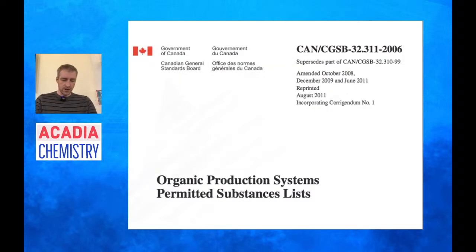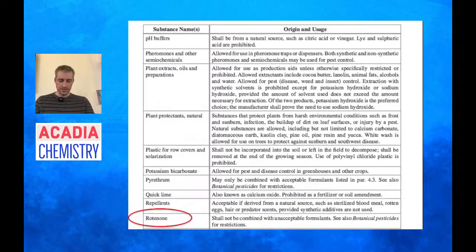Okay, so this is the Government of Canada list, updated back in 2011, of what substances are permitted to be used for organic farming. So if you want to become an organic farmer, you'd go online, you download this list, and before you used anything on your land or your crops, you'd want to check to make sure that you can still certify your crops as organic. You can no longer certify your crops as organic if you use something that is not on this list.